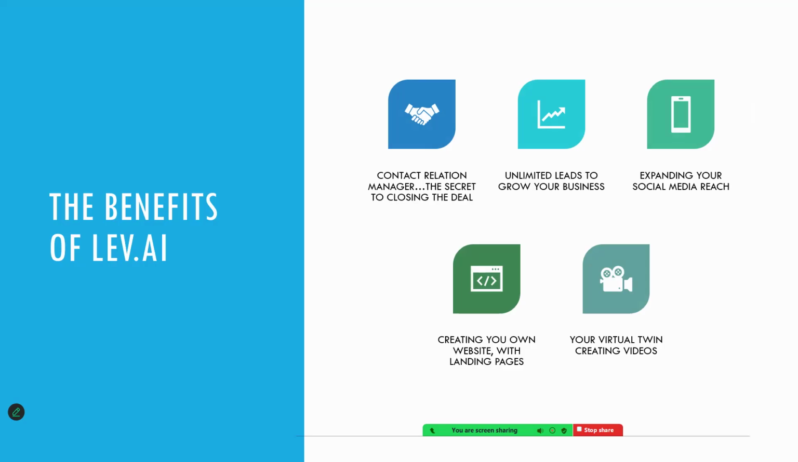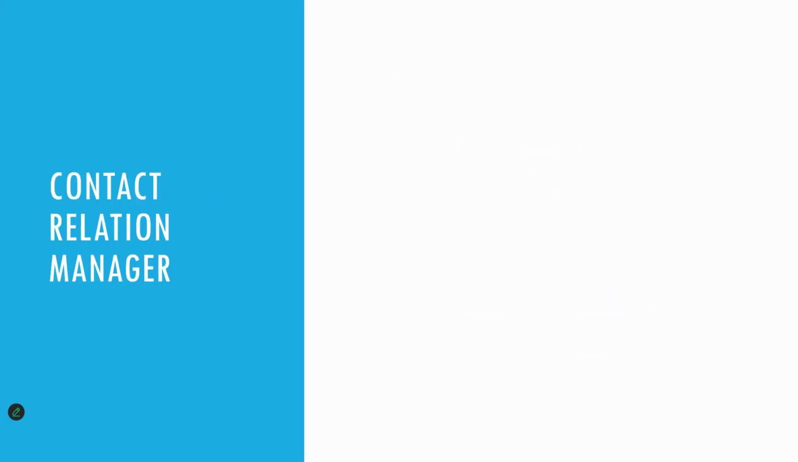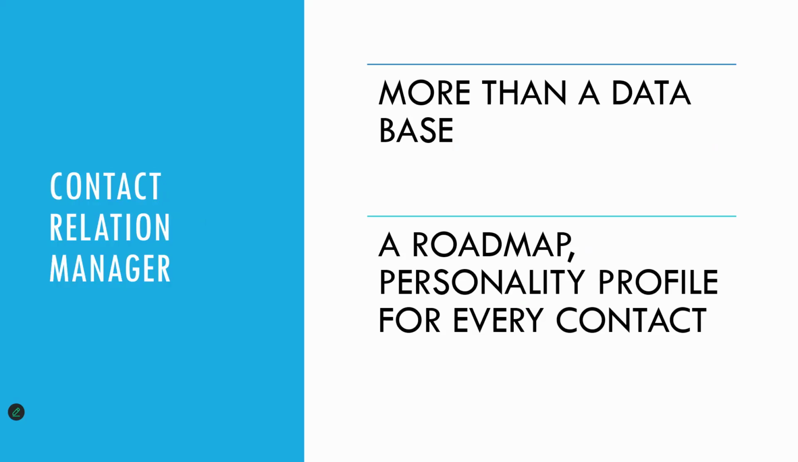And next, we'll talk about leveraging AI to create up to 100 new leads or candidates for your business each and every month. Then we'll show you how to expand your social media reach, how to create your own website with sales funnels and landing pages, and finally, how you can create your own videos with your own virtual twin avatar. Starting with your contact manager, this is more than a database for your contacts or potential candidates. It's a roadmap, a personality profile for every contact.